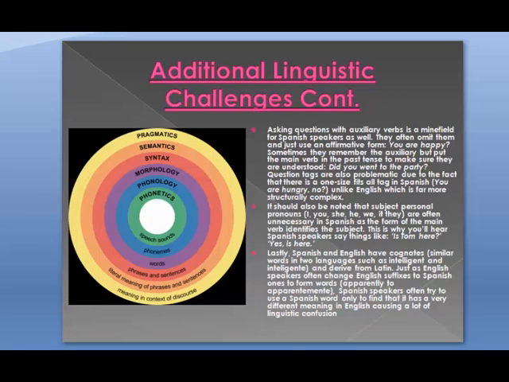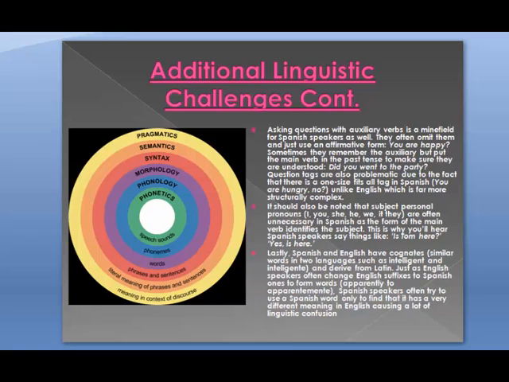Additional linguistic challenges continue. Asking questions with auxiliary verbs is a minefield for Spanish speakers as well. They often omit them and just use the affirmative form. "You are happy?" Sometimes they remember the auxiliary but put the main verb in the past tense to make sure they are understood. "Did you went to the party?"